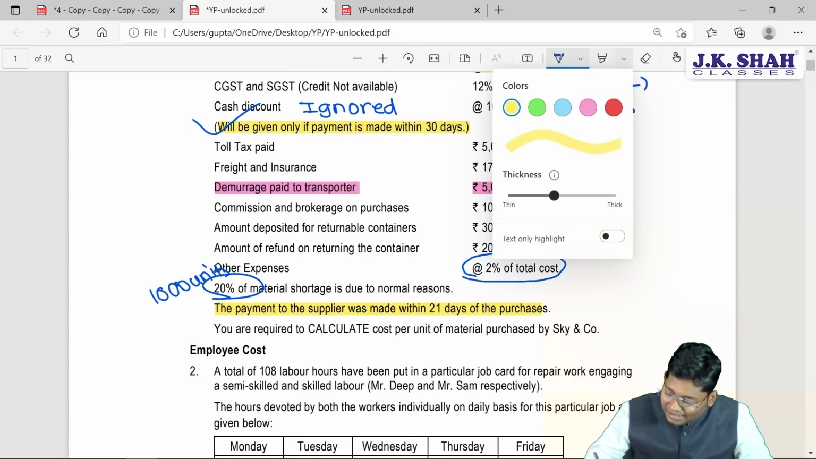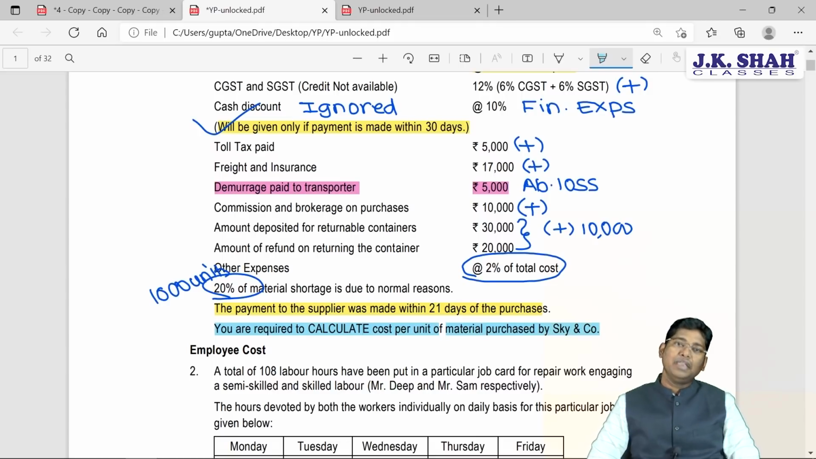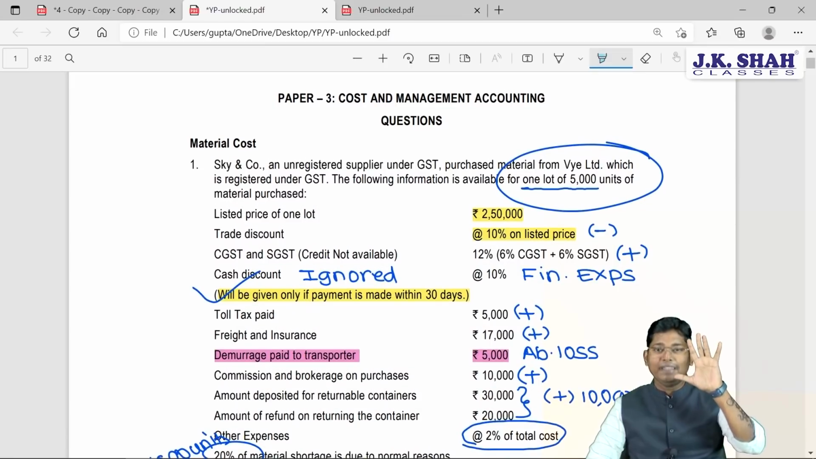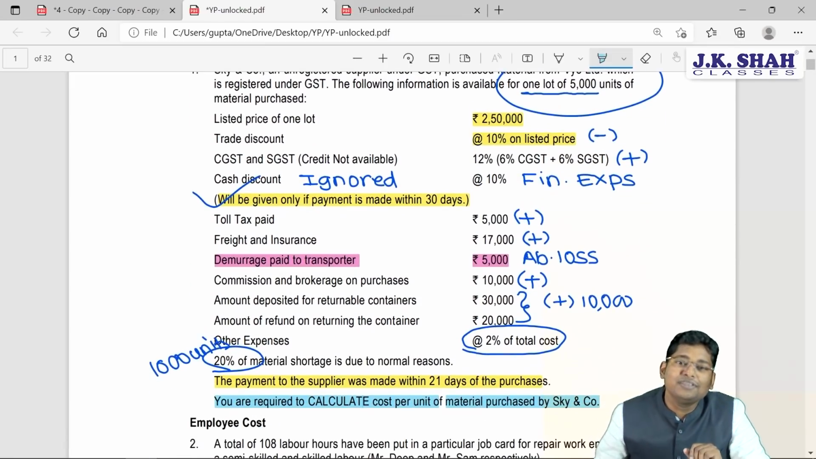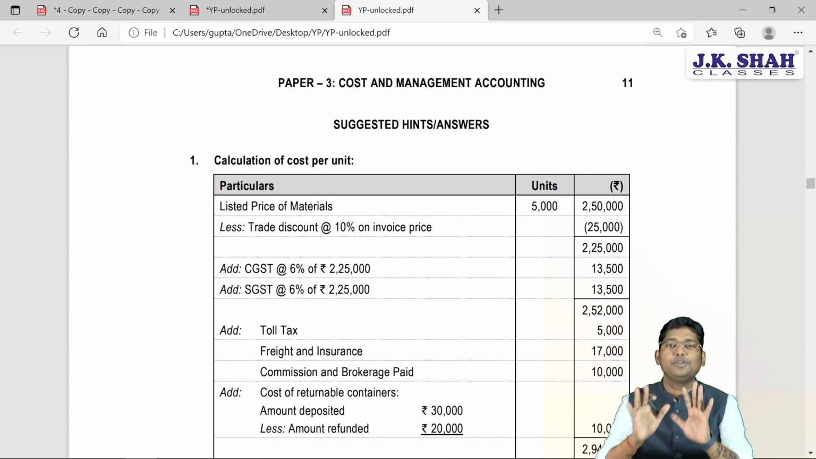Now what exactly we need to calculate? You are required to calculate cost per unit of material purchased by Sky and Company. One unit cost they are asking us. They have given you the cost items which are related to 5,000 units, and they are asking us to compute only cost of 1 unit. And if you check the suggested answer, only copy and paste you need to perform.